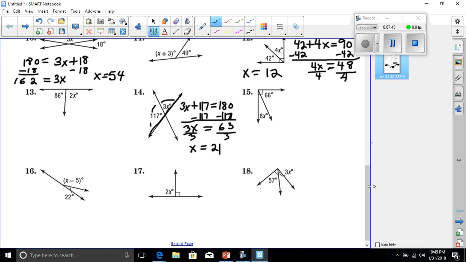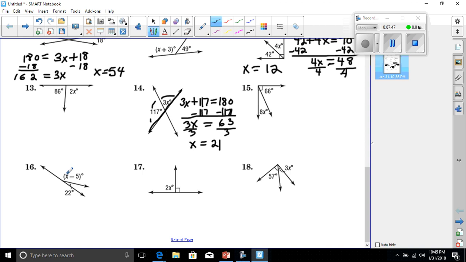Let's go to number 16. Number 16 shows me x minus 5, and then they have a 22 pointing to this spot here. Once again, we're dealing with a supplementary angle because both of them are on one line, which means the combination of this angle and this angle are going to equal 180. So if I take the information I have, I know that 180 equals, let's see, we have 22 plus, that's x minus 5.